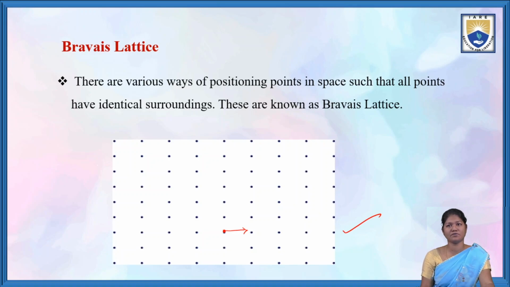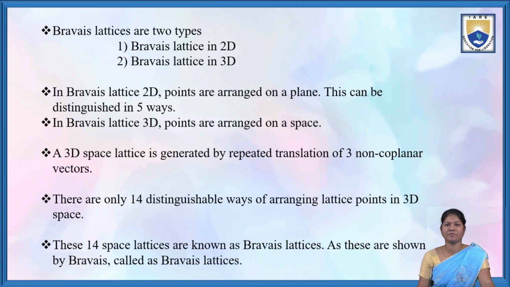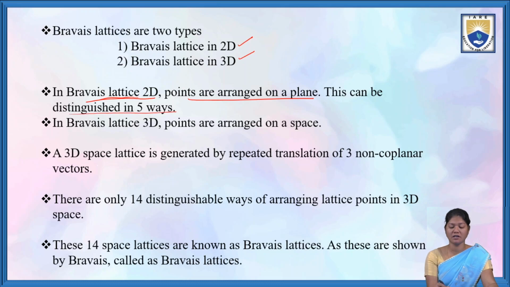So there are various ways of positioning points in space such that all points have identical surroundings. These are known as Bravais lattices. In Bravais lattices, there are two types: Bravais lattice in 2-dimensional and Bravais lattice in 3-dimensional. In a 2-dimensional Bravais lattice, the points are arranged on a plane. The 2-dimensional Bravais lattice can be distinguished in 5 ways.